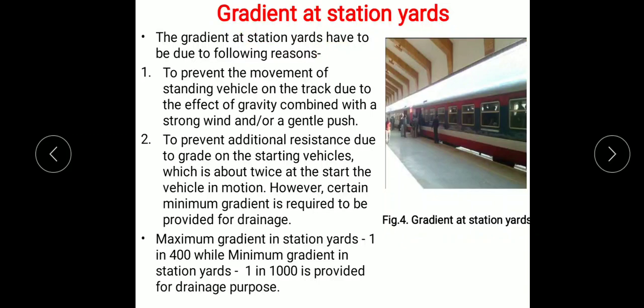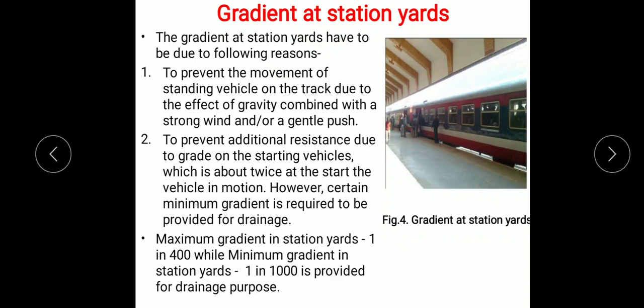The second purpose is to prevent additional resistance due to grade on starting vehicles, which is about twice that of a vehicle already in motion. However, a certain minimum gradient is required to be provided for drainage. So, the gradient at stations is also provided for drainage purposes. The maximum gradient in station yards is 1 in 400, while the minimum gradient is 1 in 1000 and is provided for drainage purposes. Figure 4 shows the gradient at station yards.